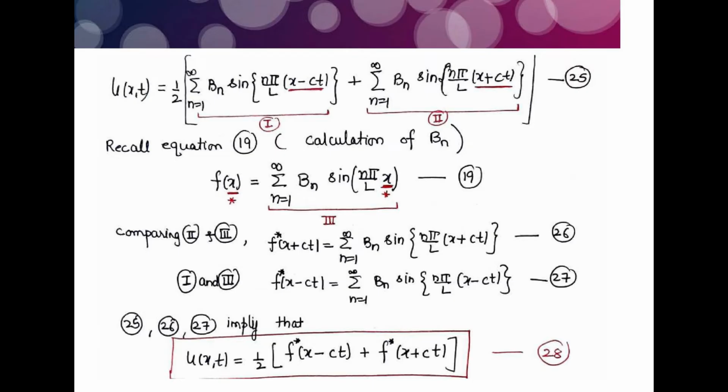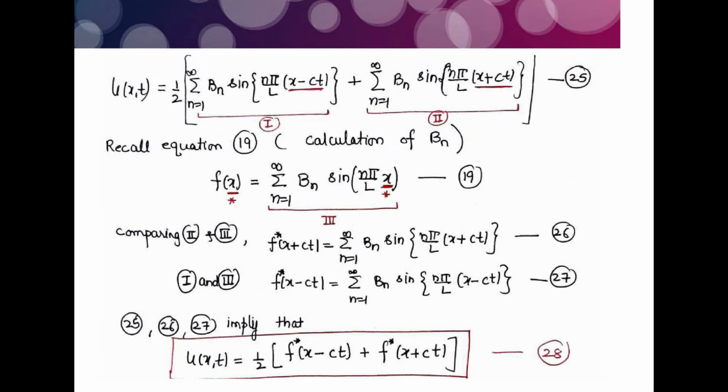Now to simplify expression 25, the first term and the second one, we will use the calculation of Bn. In lecture 2, we discussed the solution of the one-dimensional wave equation satisfying initial conditions, and for that we used half-range expansions. So I am recalling equation number 19 from lecture number 2. Please refer to lecture number 2 for this equation. While calculating Bn using the initial deflection, we got equation number 19: f(x), that is the initial deflection at time t equal to 0.